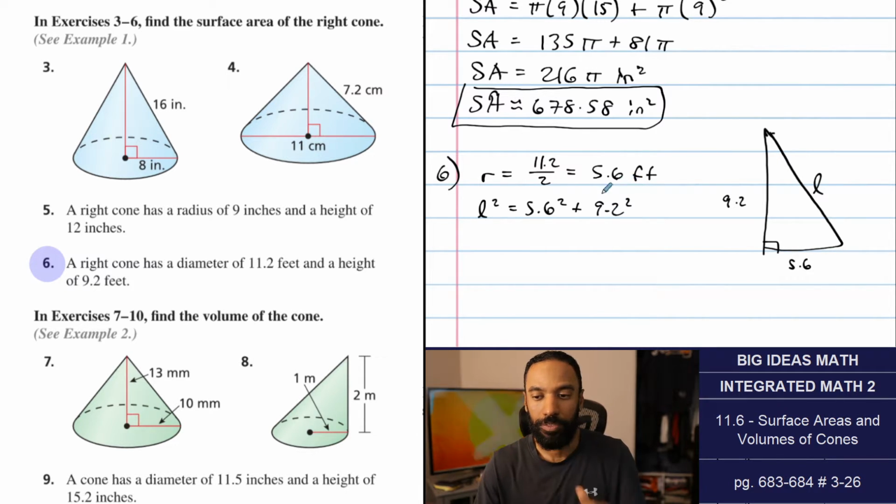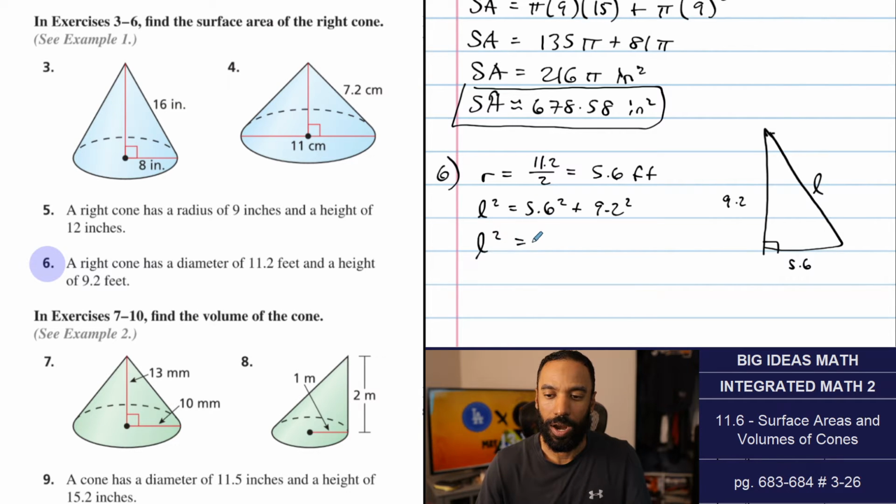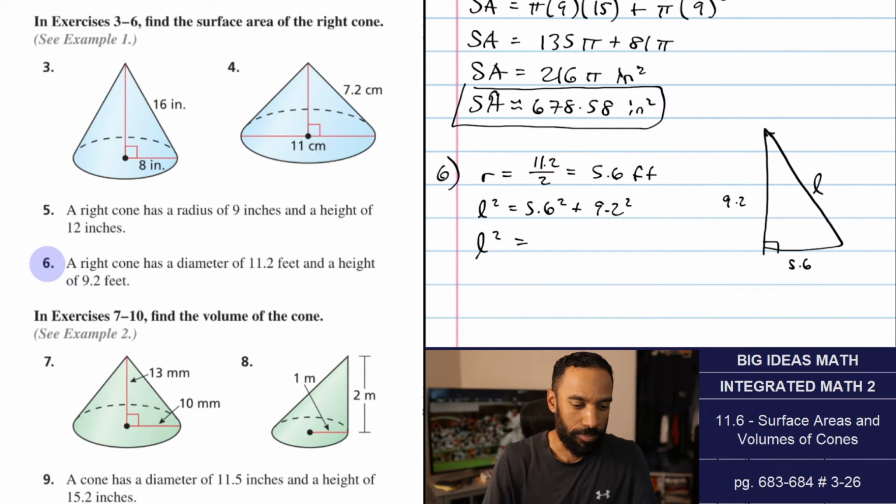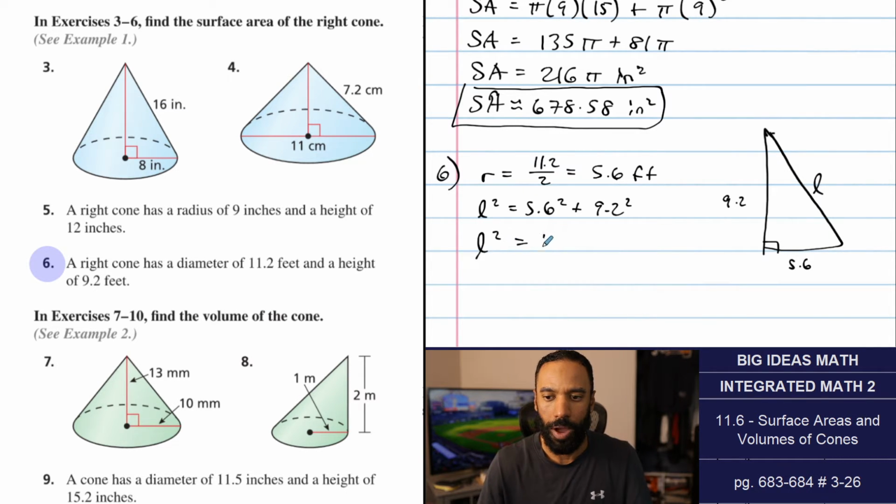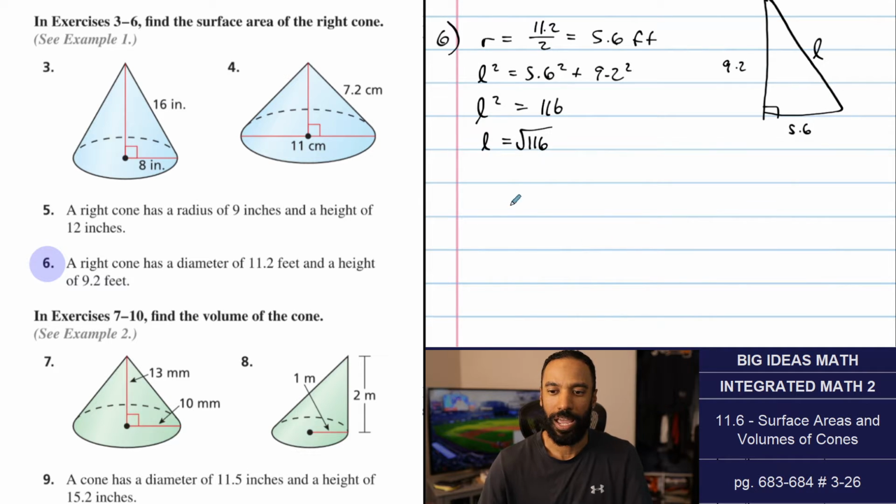No, I don't know if this is a Pythagorean triple. So L squared is, oh boy, I'm going to calculate this one. 5.6 squared plus 9.2 squared. That's 116 straight up. Wow. Now, that's not a perfect square, but that's a nice clean number. So L is the square root of 116. We're going to go ahead and use this for our answer set.